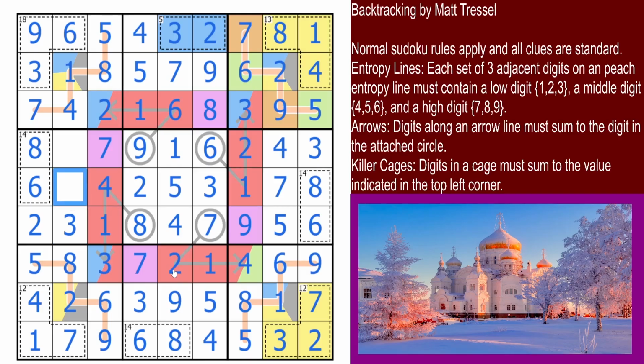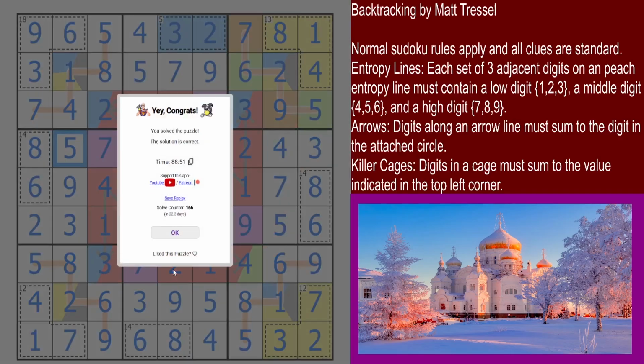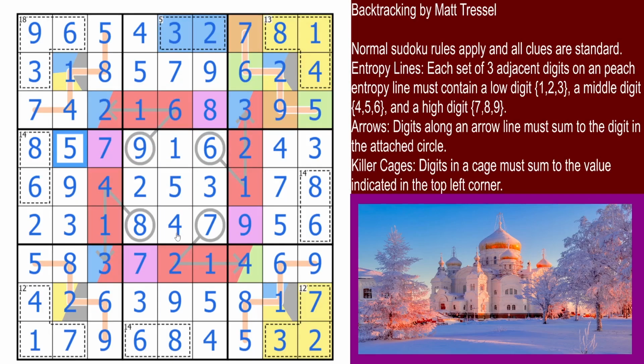4, 5, 6, 7, 8. That has to be 9. And that is 1, 2, 3, 4, 5. That has to be 5. Yeah, and that's the puzzle. That's the puzzle. That took a lot of time for me. 88 minutes, I think, around 90 minutes, so 1.5 hours.